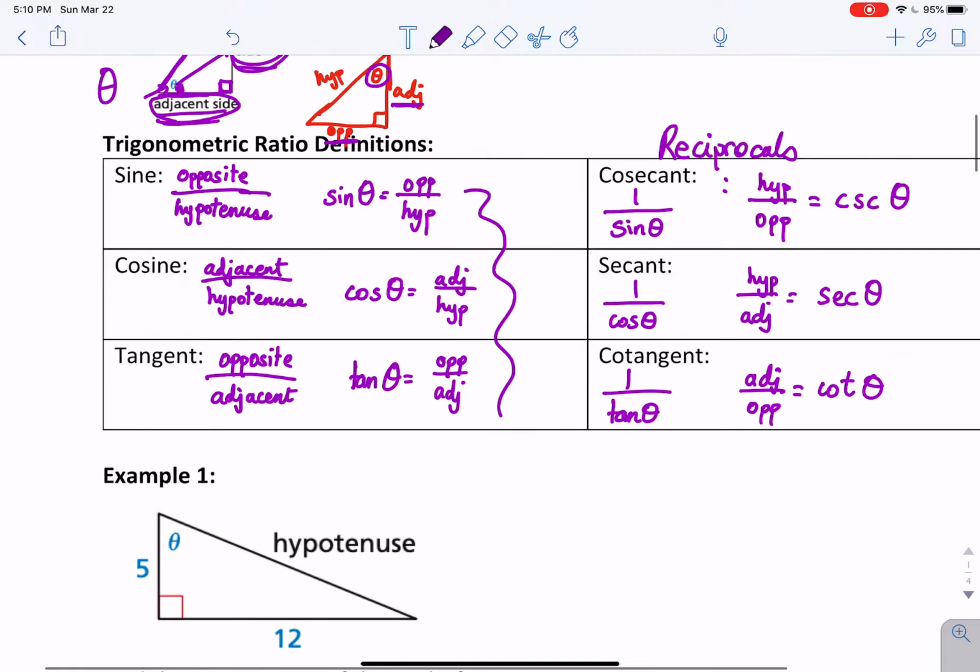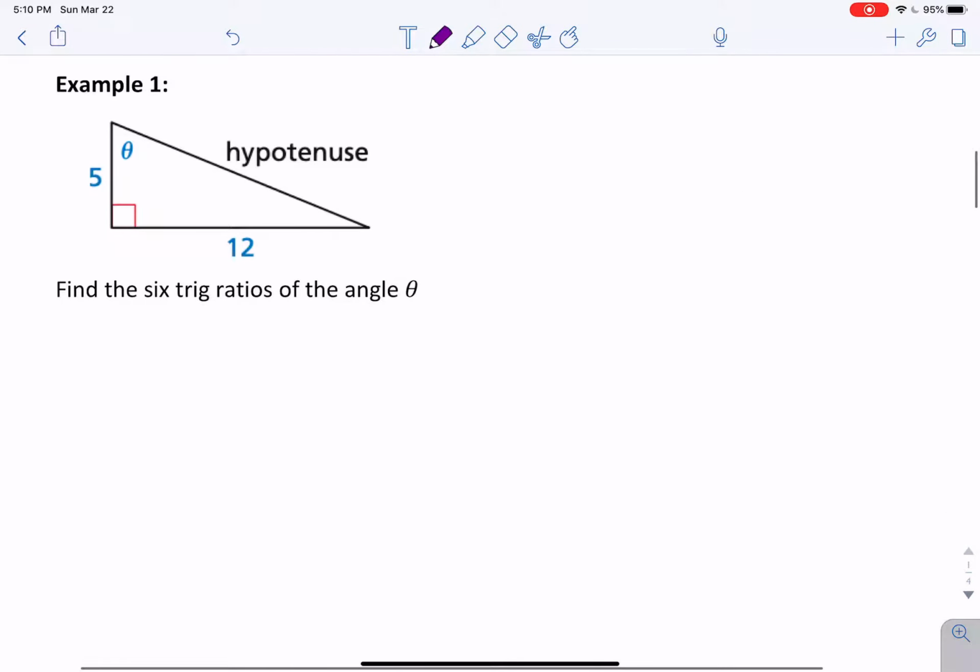So let's try using these. So in this example, we have a right triangle given to us. We are told what the angle is, and we need to find the 6 ratios. So before we start finding ratios, we want to know all the sides. I have 5 as one leg, 12 as the other leg. I don't know how big the hypotenuse is yet. But I know that right triangles follow the Pythagorean theorem. So if something is a right triangle, then its 3 sides follow a certain pattern.